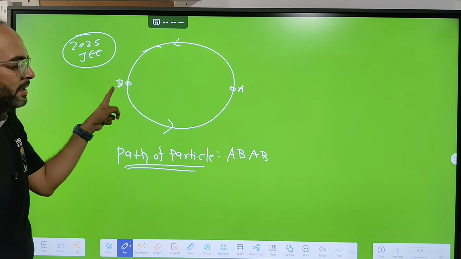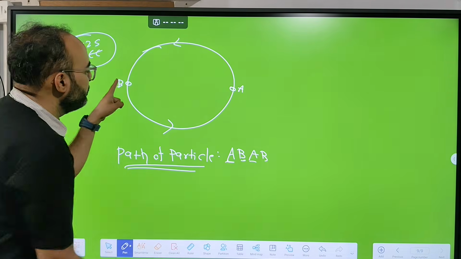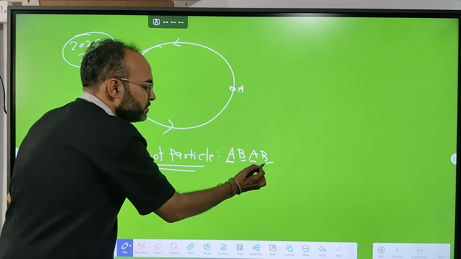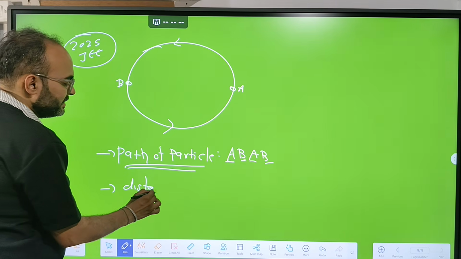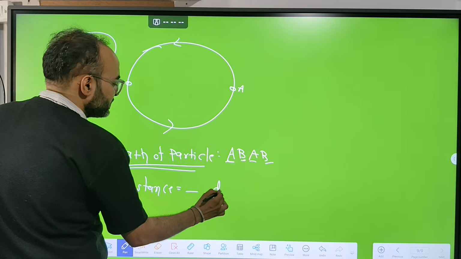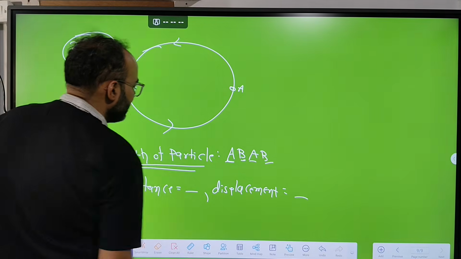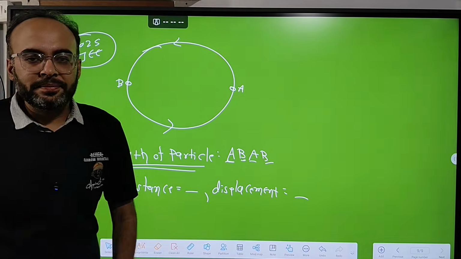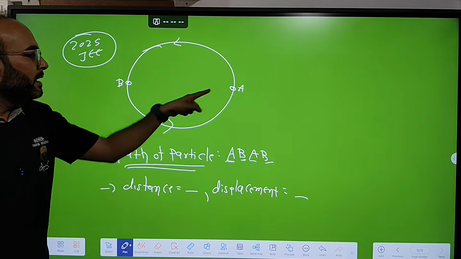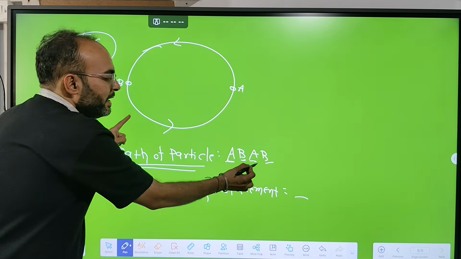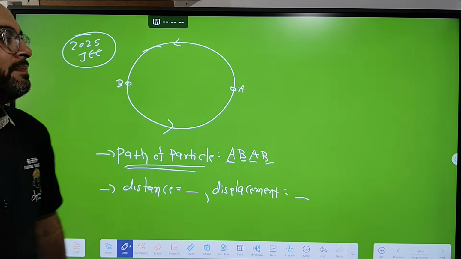A to B, then B to A, then A to B. Okay, chalo. So we want to find distance and displacement. This is the 2025 JEE question. Very easy question, students. So how to find? It is a very interesting question. The path of the particle is A B, B A and A B, and we want to find distance as well as displacement.